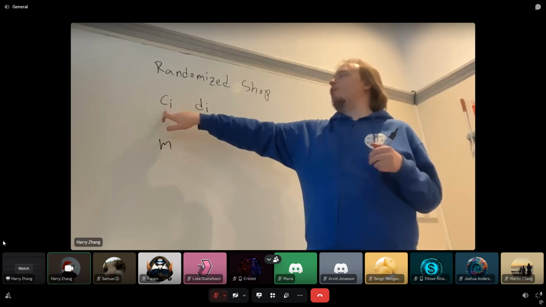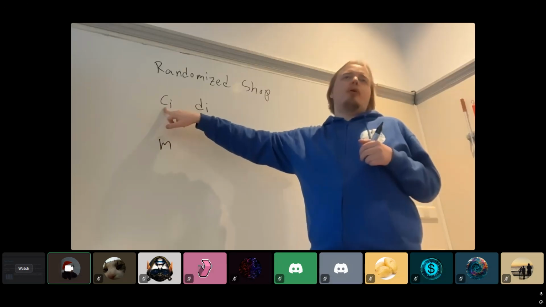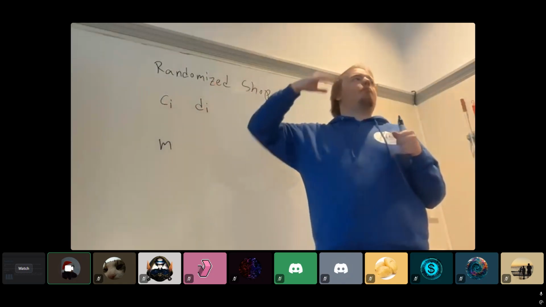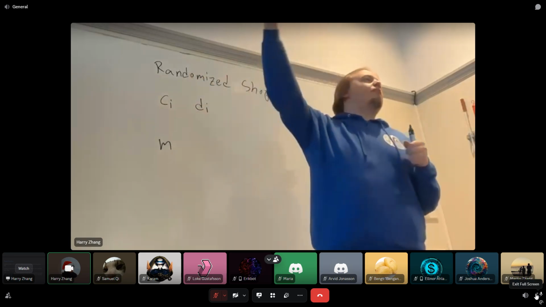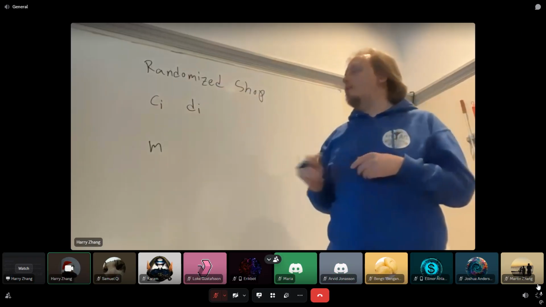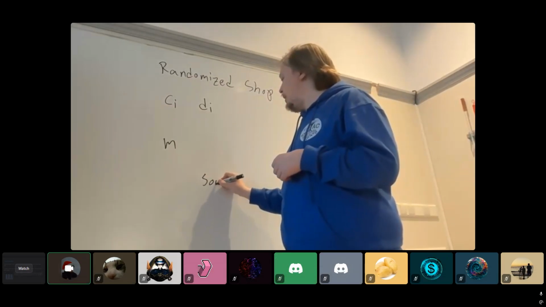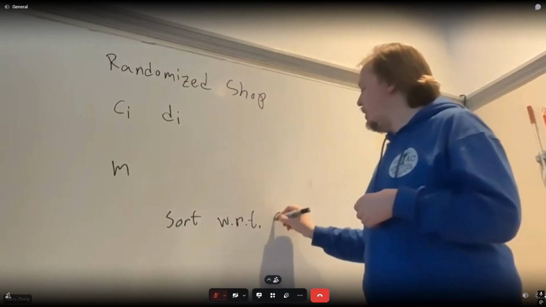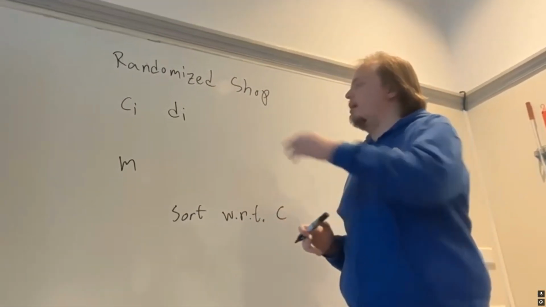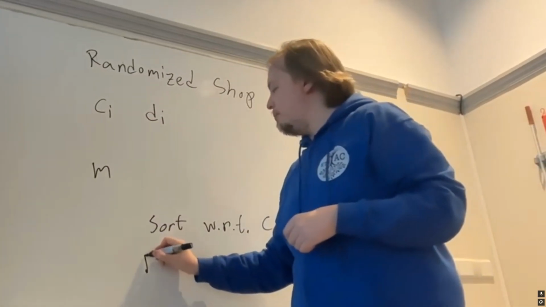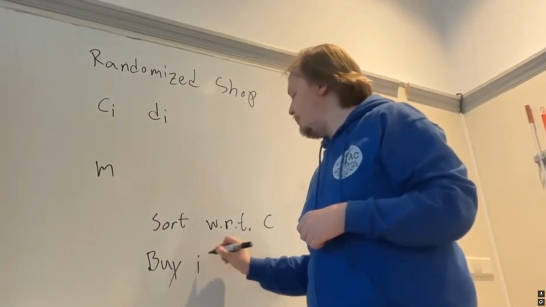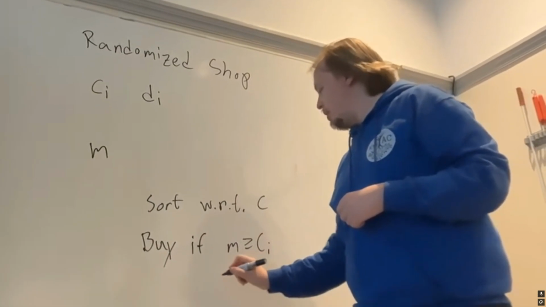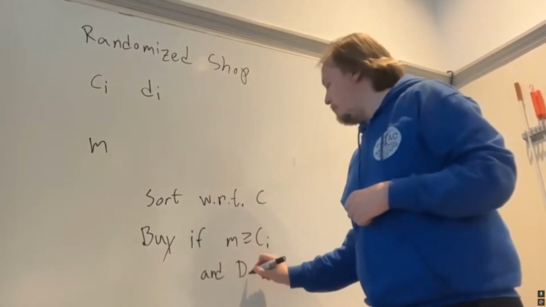You can sort these pairs with respect to their C value. Okay? And if at some point you can't, so start with the smallest one, and if at some point you can't afford it, then you can't afford anything above it, and you're done. Okay, so the solution is basically sort the pairs with respect to C, and then go through them and buy them if you make more money. So buy if you have enough money and you make profit.